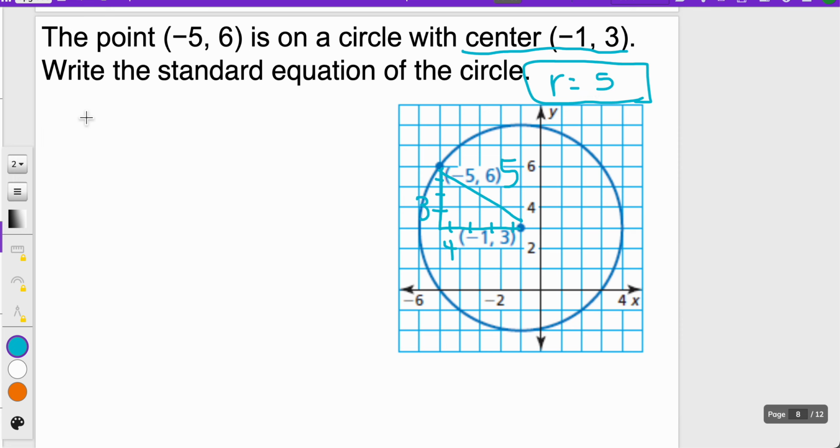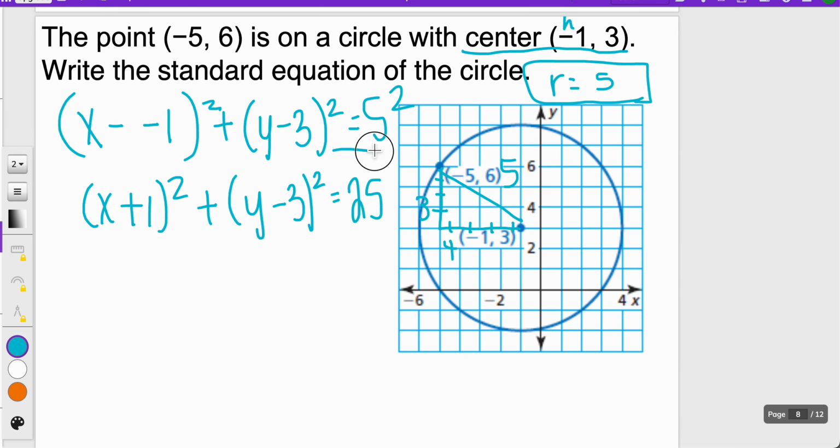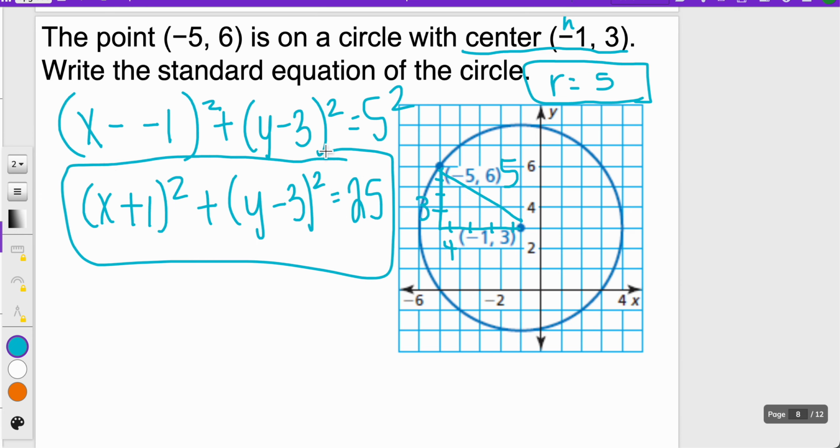So now I can plug that into my formula. x minus -1, that's my center h, squared, plus y minus 3 squared is equal to 5 squared. Simplifying that looks like this: x plus 1 squared plus y minus 3 squared equals 25. Okay.